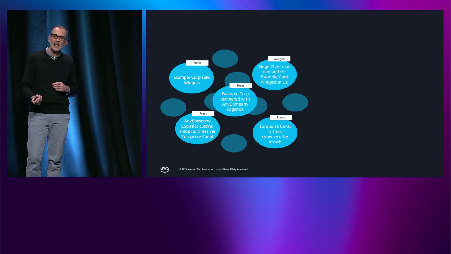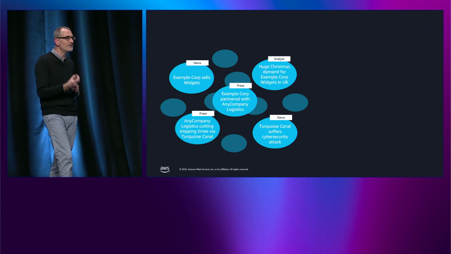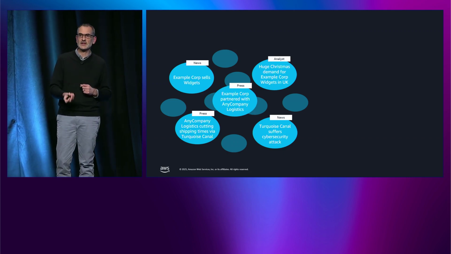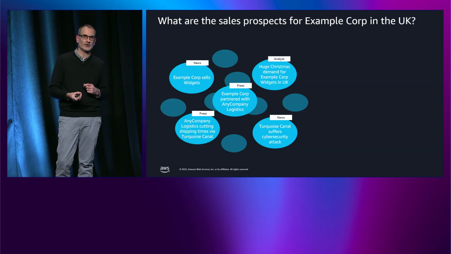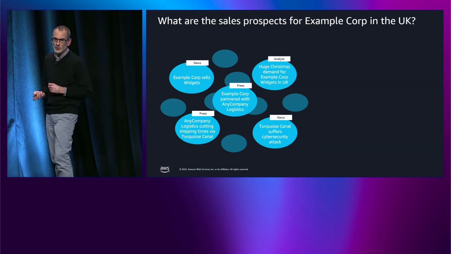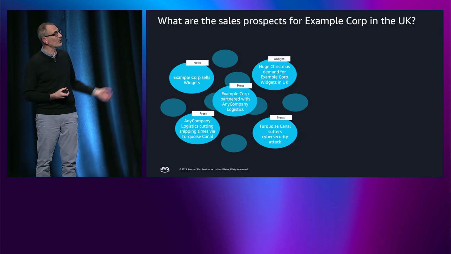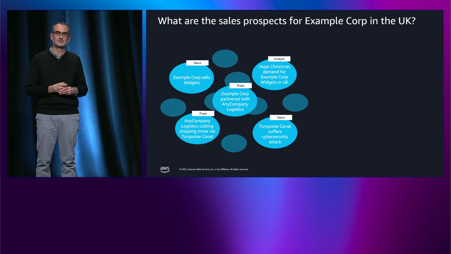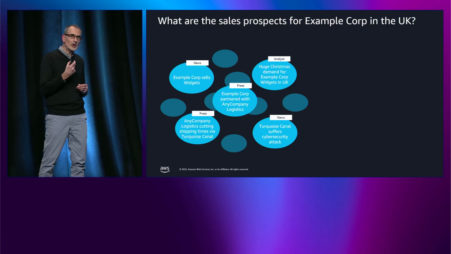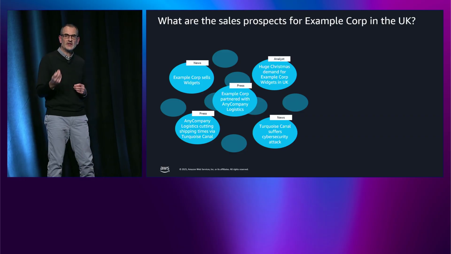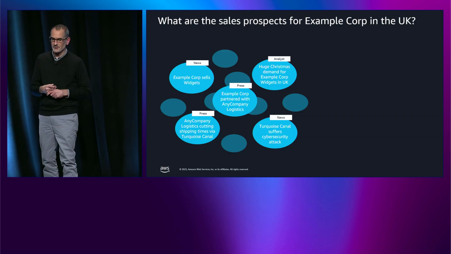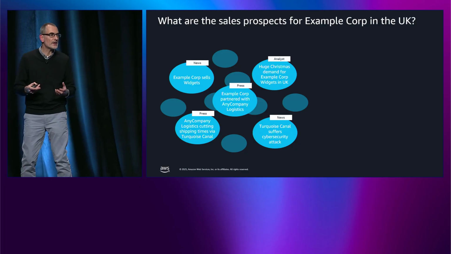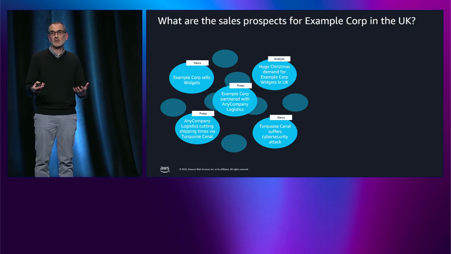Now imagine you're an analyst tasked with investigating the fortunes of Example Corp, and you've decided to use a RAG application to help with your research. So here's one of the questions you might ask. What are the sales prospects for Example Corp in the UK? Now, in order to answer this, the system is going to have to retrieve some context from that corpus of documents. One way of retrieving context is to use vector similarity search.